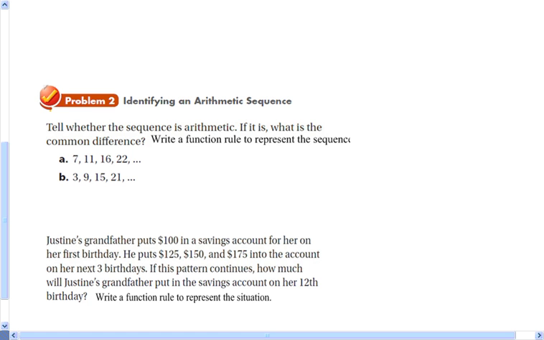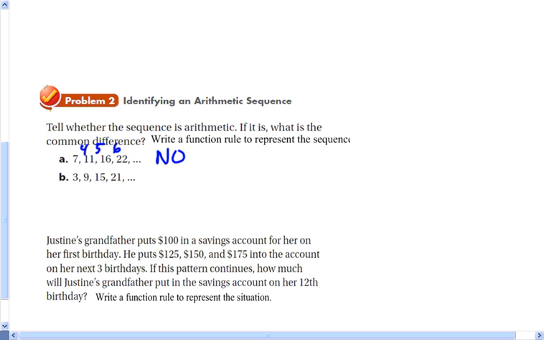Okay, tell whether the sequence is arithmetic. If it is, what is the common difference? Write a function rule to represent that. Okay, so we need to subtract the numbers. 11 minus 7 is 4. 16 minus 11 is 5. 22 minus 6 is 6. There isn't a common difference. It keeps going up. So we're going to say, no, it's not.